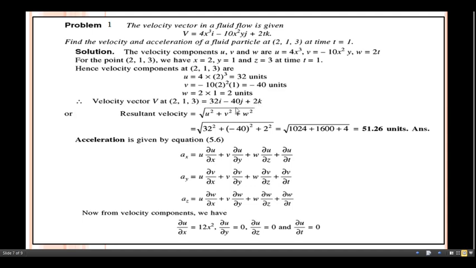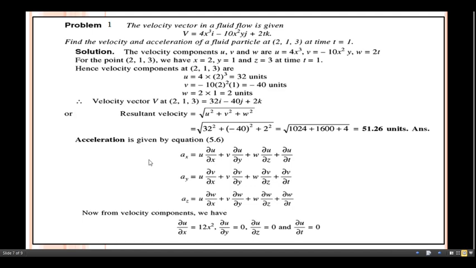At the same time, get the resultant value. The resultant we can get by taking the square root of u square plus v square plus w square. Just substitute u as 32, v as minus 40 and w as 2. After simplification we get the resultant velocity as 51.26 units.